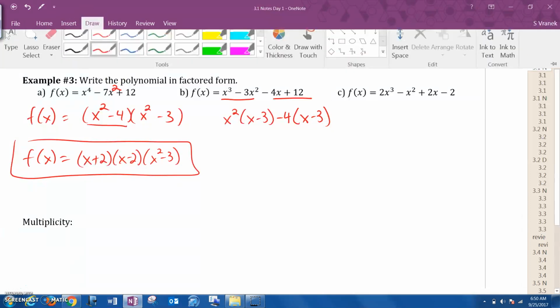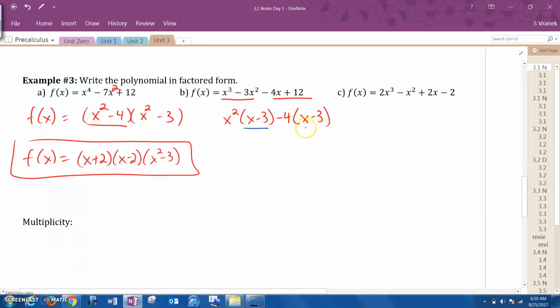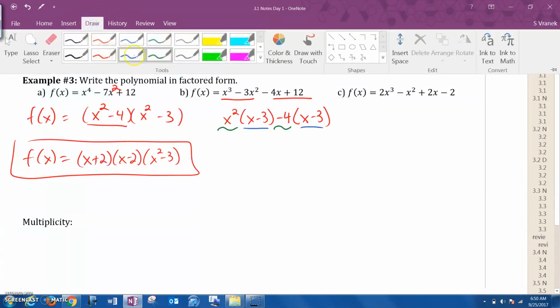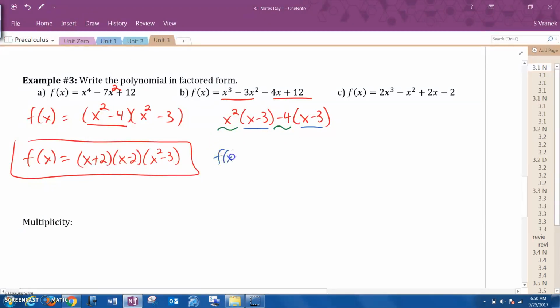Sure enough, you should see that this and this match. So we take those, and then we take this piece and this piece, and we make our two factors. So it's going to be f of x is equal to x minus 3, and then x squared minus 4. And again, it's not completely factored because we have a difference of squares.